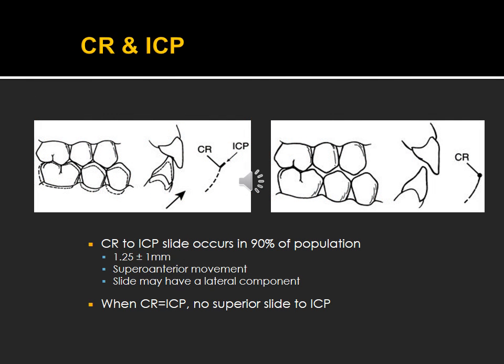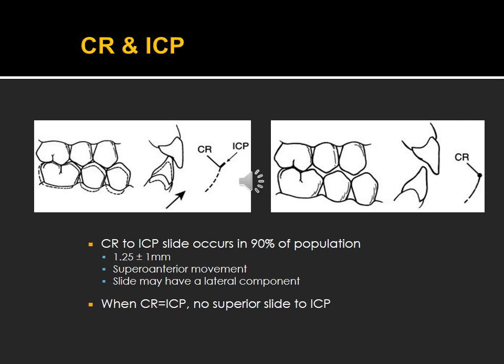As we said, centric relation and intercuspal position, which is ICP or maximum intercuspation position, as we said in the previous slide, only coincide in 10%. However, in 90%, there is a slide between them. There is a difference. There is a distance between them. There is a slide in 90% of the population, which ranges between 1.25 plus or minus 1 millimeter, and it is in a superior anterior movement.